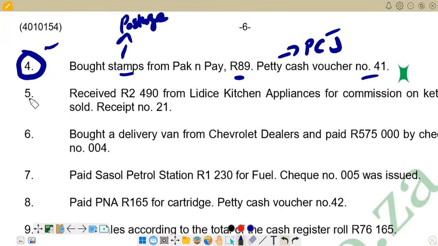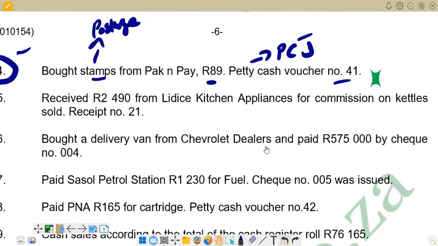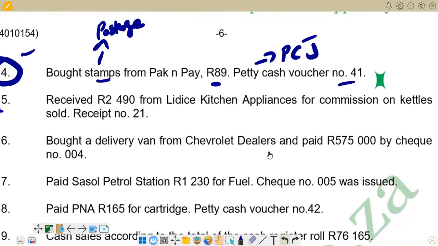So the next one now, we are now on 5. Item 5: received 2,490 from Ladies Kitchen Appliances for commission. Let's see what the sentence is saying there. For commission on kettles sold, receipt number 21. So we are receiving there 2,490, which means this is going to affect our cash receipts journal.